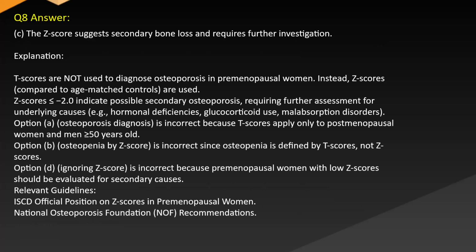Answer: C. The Z-score suggests secondary bone loss and requires further investigation. Explanation: T-scores are not used to diagnose osteoporosis in premenopausal women. Instead, Z-scores compared to age-matched controls are used. Z-scores apply to women under 50 years old. Option B, osteopenia by Z-score, is incorrect since osteopenia is defined by T-scores, not Z-scores. Option D, ignoring Z-score, is incorrect because premenopausal women with low Z-scores should be evaluated for secondary causes. Relevant guidelines: ISCD official position on Z-scores in premenopausal women, National Osteoporosis Foundation (NOF) recommendations.